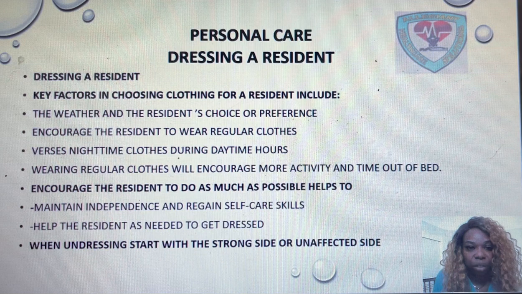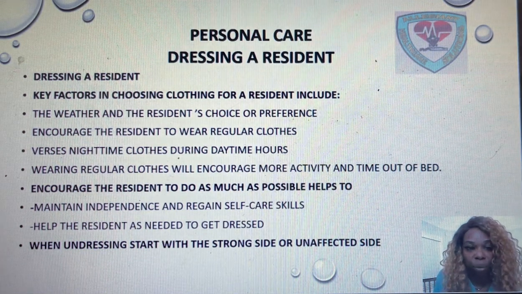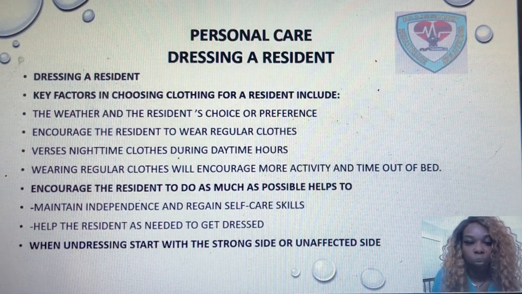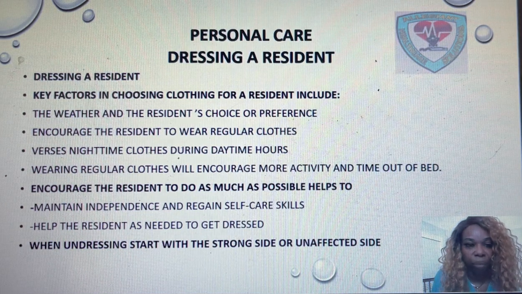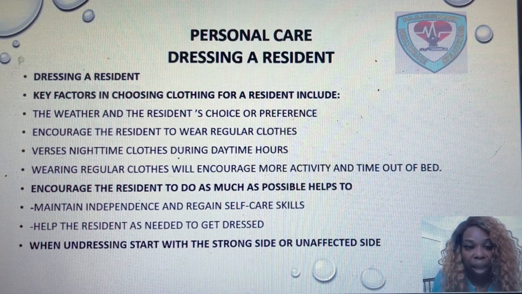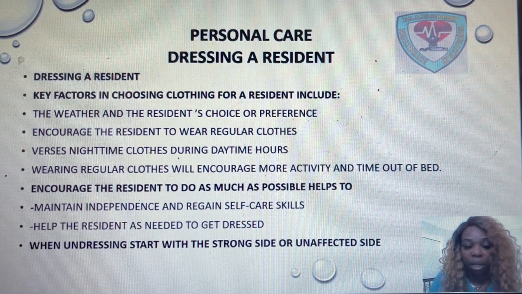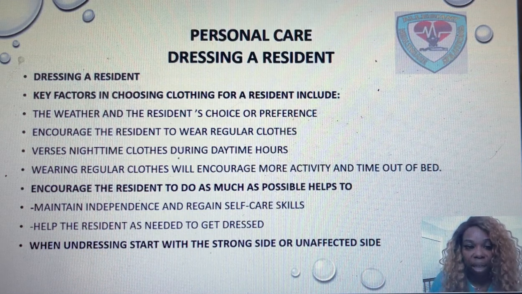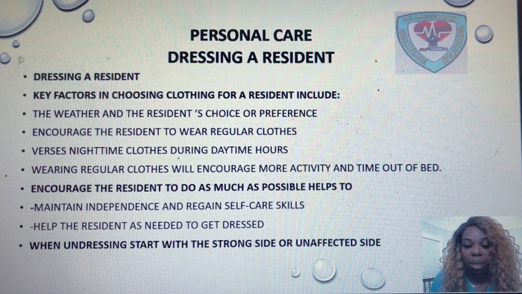The key factors that you need to consider when you are dressing a resident is the resident's choice, their preference for what they want to wear, as well as the weather. Make sure that the preference in what they want to wear is in line with the current weather. You want to encourage your resident to wear regular clothes during the daytime hours and nighttime clothes during the nighttime hours. Encouraging your resident to wear daytime clothes during the daytime hours will encourage more activity for the resident and will assist them to spend more time out of bed.